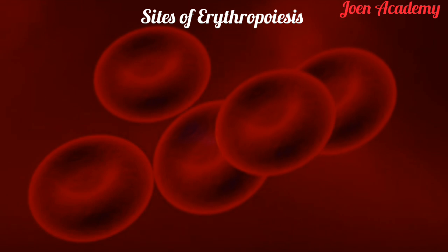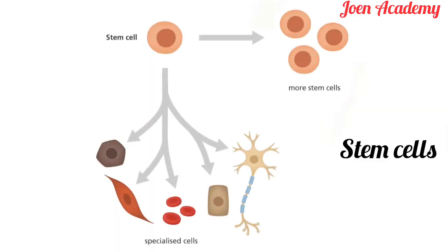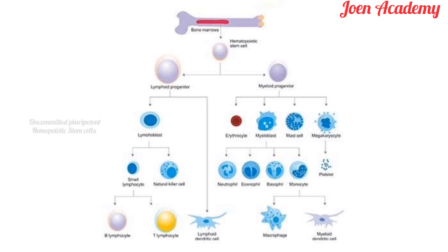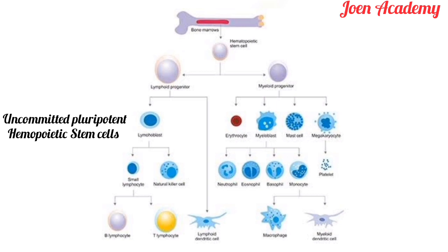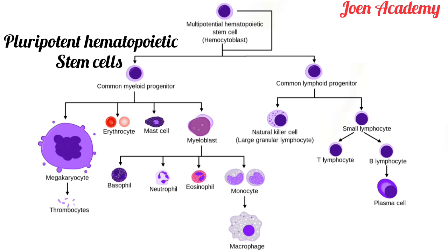There is no way we'll talk about erythropoiesis without the knowledge of stem cells. So what then are stem cells? Stem cells are primary cells that are capable of self-renewal and also differentiating into specialized cells. Hemopoietic stem cells are the primitive cells in the bone marrow, which produce the various blood cells we know. Hemopoietic stem cells in the bone marrow are known as the uncommitted pluripotent hemopoietic stem cells. The pluripotent hemopoietic stem cell is defined as the cell that can give rise to all types of blood cells.